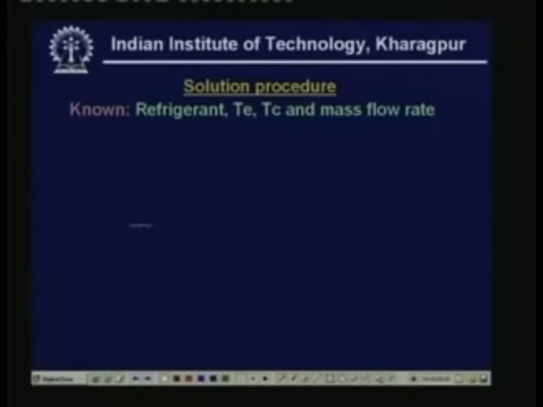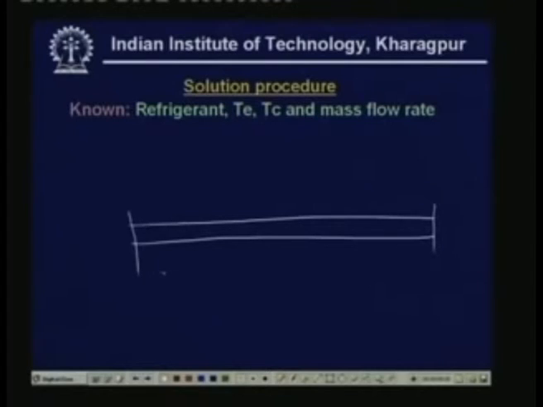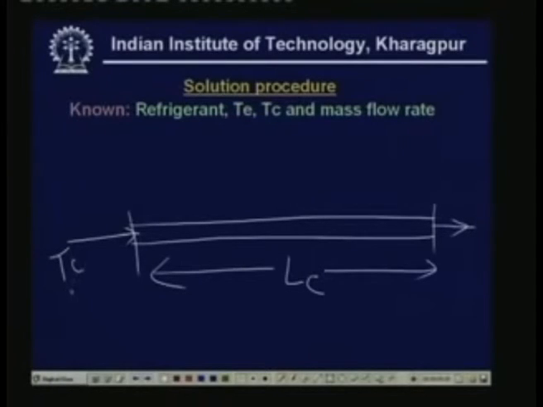Let us say that this is the capillary tube, and the total length of the capillary tube is, let us say, LC, and this is the inlet to the capillary tube and this is the outlet. So at the inlet, what are the conditions? We have the temperature Tc and the pressure is Pc, which is nothing but the condenser pressure, and the outlet is connected to the evaporator, so we know that the temperature is Te and pressure is Pe.